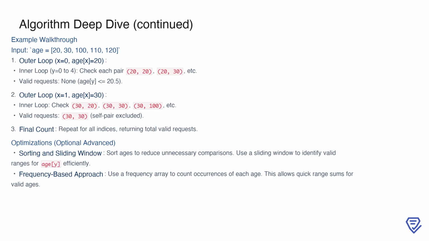To optimize this brute force approach, we can sort the array to streamline comparisons and use a sliding window to identify valid age ranges more efficiently. Another option is to use a frequency-based approach, where we count occurrences of each age and perform quick range queries, reducing the overall computation time.